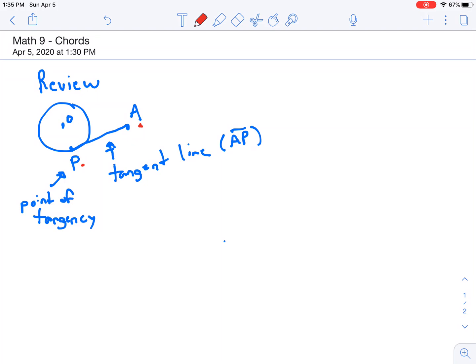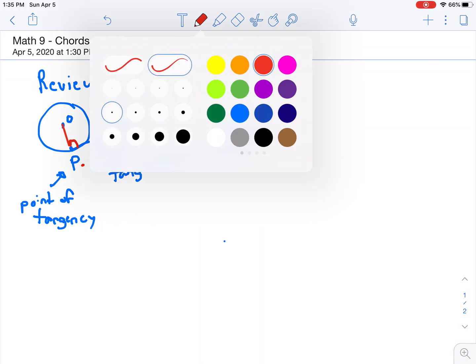And the last thing we spent a little bit of time talking about is this line here, which we said was our radius. And we said when the radius hits the point of tangency, it creates a 90 degree angle. We said the radius can be drawn perpendicular to the point of tangency. That's what 90 degrees basically means, a perpendicular line. And from there, we were able to make triangles, and we came up with a few key things with triangles.